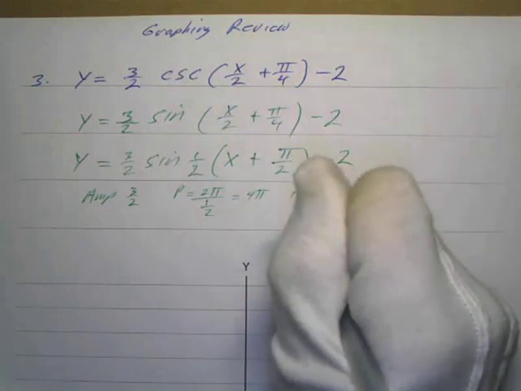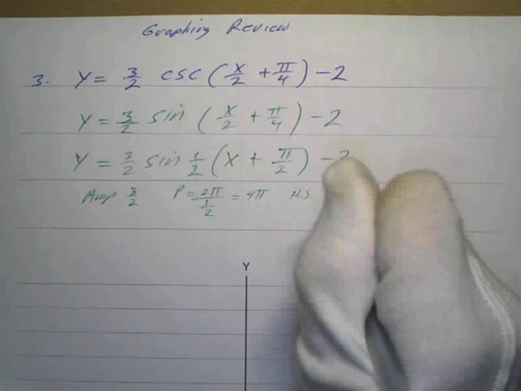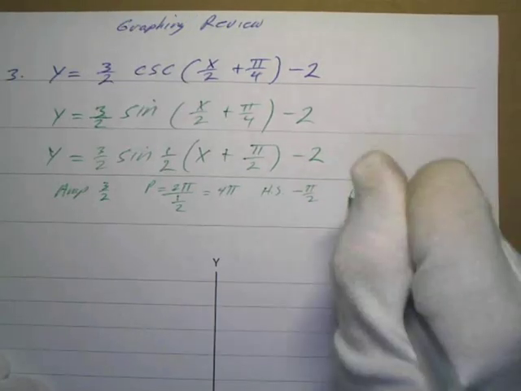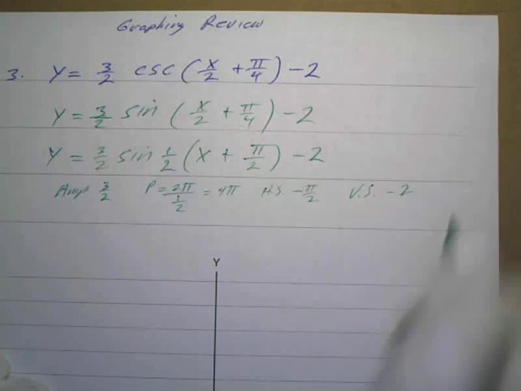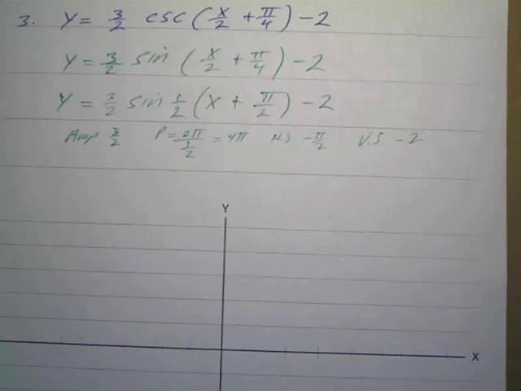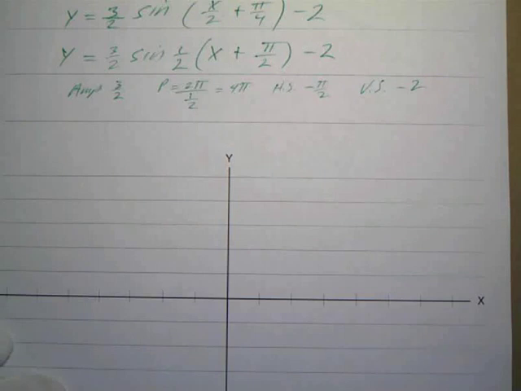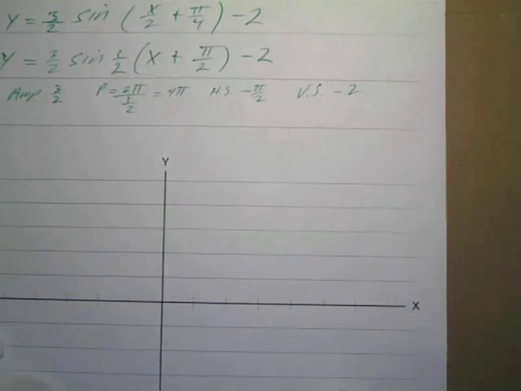I've got a horizontal shift of minus pi over 2, and a vertical shift of negative 2. All right. So that's what I graph first. Okay. Vertical shift of negative 2, so I'll draw my shift line. Well, first let's figure out our period. The period is going to be 4 pi.